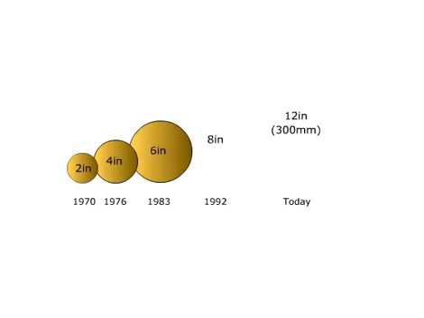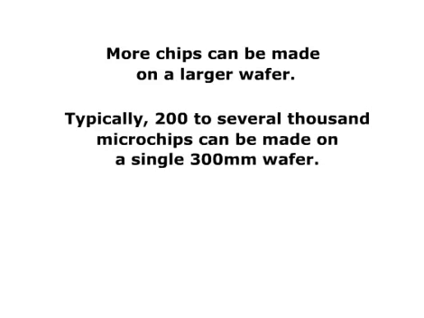The diameter of wafers has grown over time, starting at less than 2 inches in 1970 to 300 millimeters, or the equivalent of 12 inches today. The larger the wafer, the more microchips that can be made at one time. Typically, 200 to several thousand microchips can be made on a single 300 millimeter wafer.